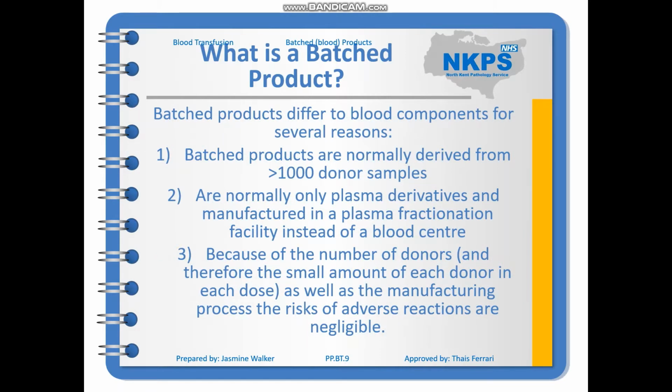Batch products differ from blood components for several reasons. Batch products are normally derived from over 1,000 donor samples. This will vary depending on the product. They are normally only derived from plasma and are manufactured in plasma fractionation facilities instead of within a blood centre.